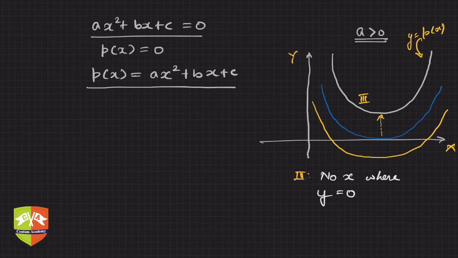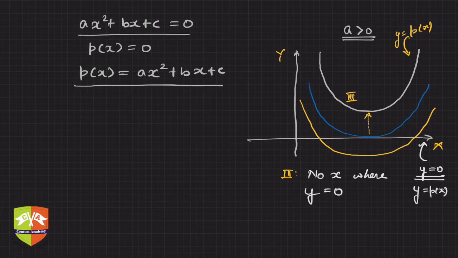Why are we calling that a root? Because this x-axis is nothing but the y is equal to zero line, and we are equating y is equal to p(x) to zero, isn't it? So hence, wherever the curve intersects the y is equal to zero line, that is the x-axis, we will get a root. But in case three, it's not happening.